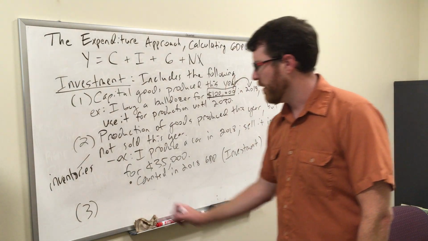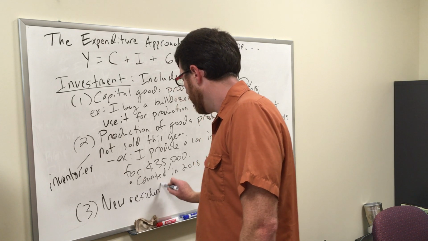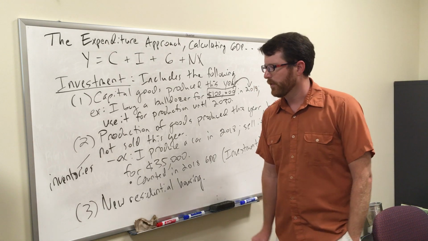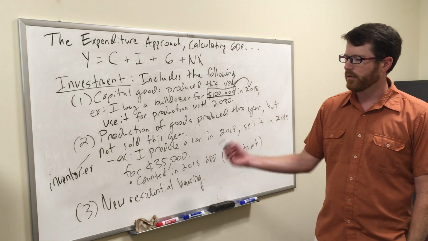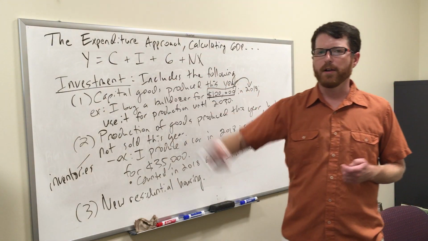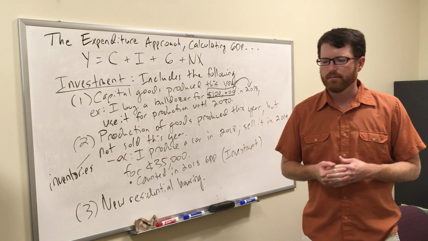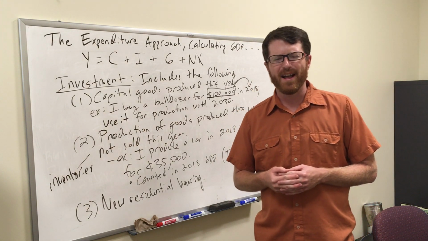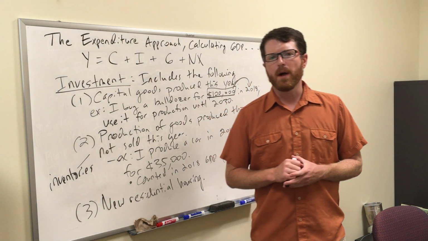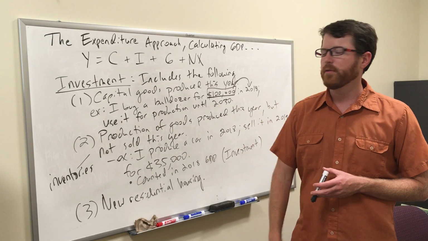The third thing that's included here is new residential housing. And this is put into investment under the same logic as the production of capital goods that allow for value in the future. This is put into investment simply because when you buy a house, it's not like consumption, right? It doesn't feel like consumption. It feels more like you're investing. You're buying a house so you can use it for many years. So that, just for accounting purposes, is put into investment.